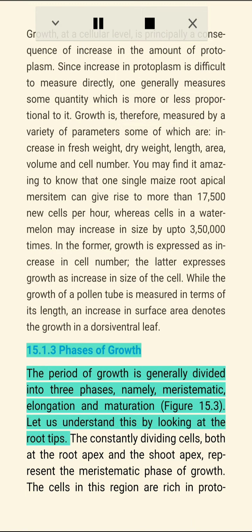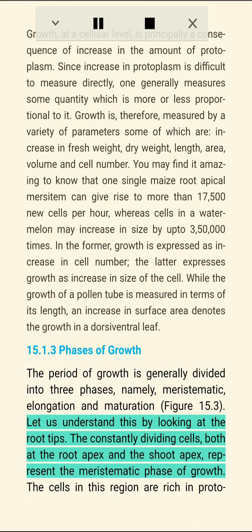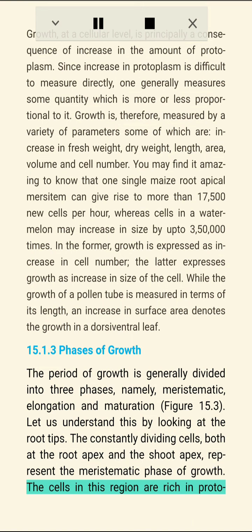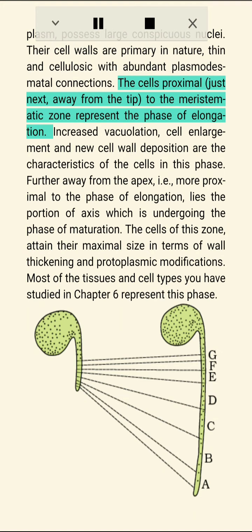15.1.3 Phases of growth. The period of growth is generally divided into three phases, namely, meristematic, elongation and maturation. Figure 15.3. Let us understand this by looking at the root tips. The constantly dividing cells both at the root apex and the shoot apex represent the meristematic phase of growth. The cells in this region are rich in protoplasm and possess large conspicuous nuclei. Their cell walls are primary in nature, thin and cellulosic with abundant plasmodesmatal connections.